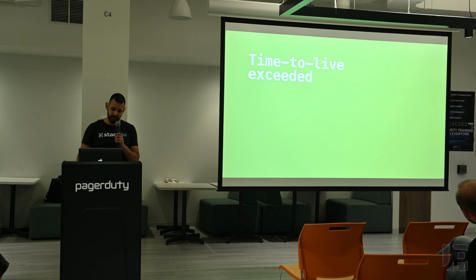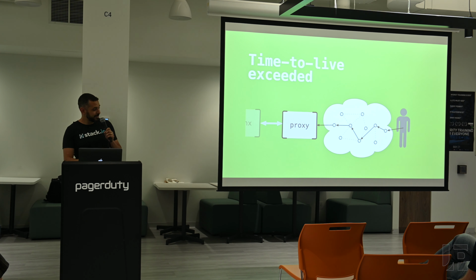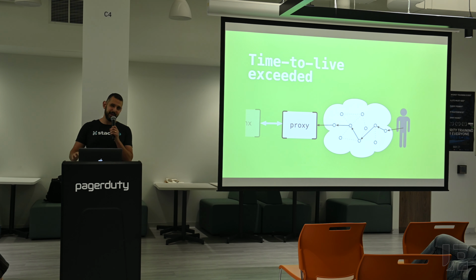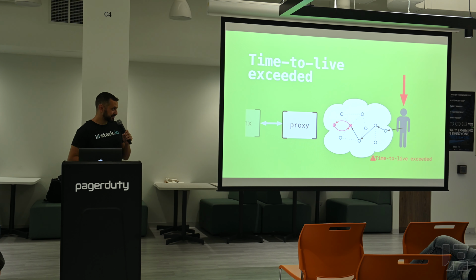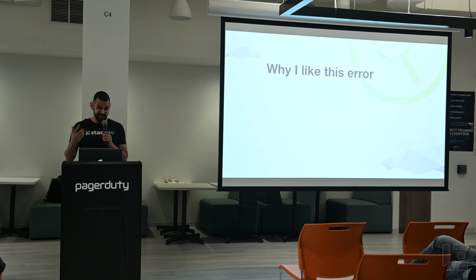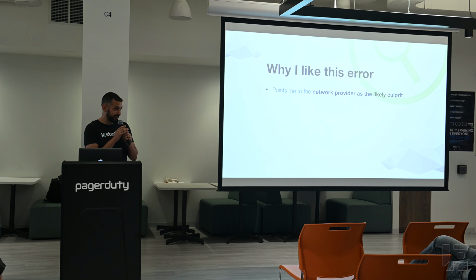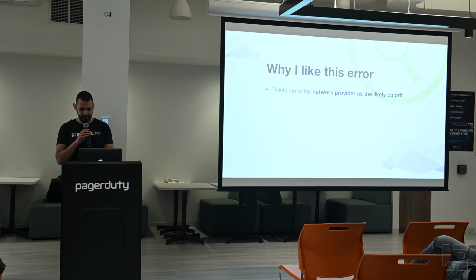This is a related error called time to live exceeded. So back to this diagram over here, imagine for whatever reason you've got a couple of nodes misbehaving and they start passing packets back and forth with each other in an endless loop. This is what they call a network loop. At some point your client is going to give up and say, I can't get you there, I'm going to throw you a time to live exceeded error. When you see this, it's pretty serious, and it usually points to the network as the likely culprit, which is why I like it, it tells you right away.